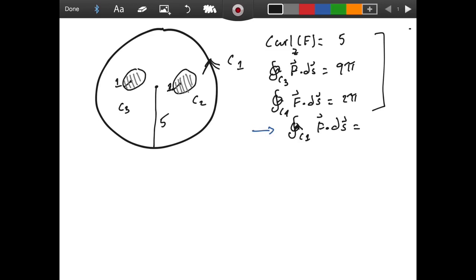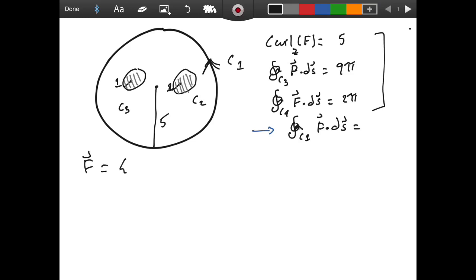These circles C3, C2 have radius 1, and the circle C1 has radius 5. So what can we use? So this is a Green's theorem / Stokes theorem question. So one way to write Green's theorem, so I talked about this in one of my videos. I talked about this in a previous video.